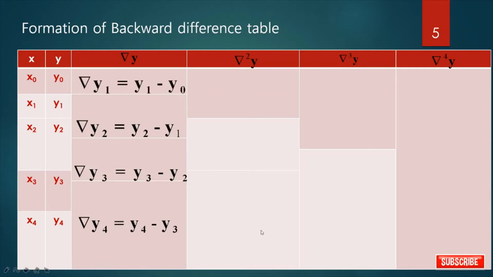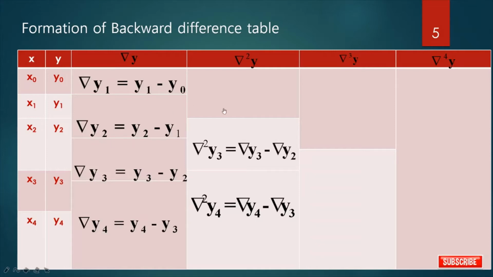Now, the next column. What is nabla square y4? It is nabla y4 minus nabla y3. What is nabla square y3? It is nabla y3 minus nabla y2. In this way, you have to make the total table.